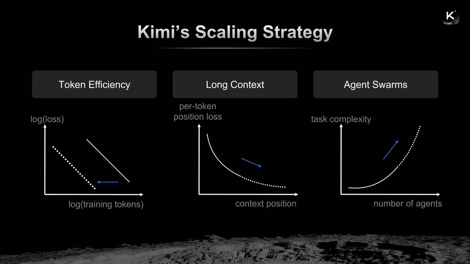The third scaling dimension is the number of agents. We introduced this new learning paradigm of agent swarms, where we don't just rely on a single agent, but we also orchestrate a swarm of agents that can accomplish subtasks in parallel so that we can increase the task complexity.